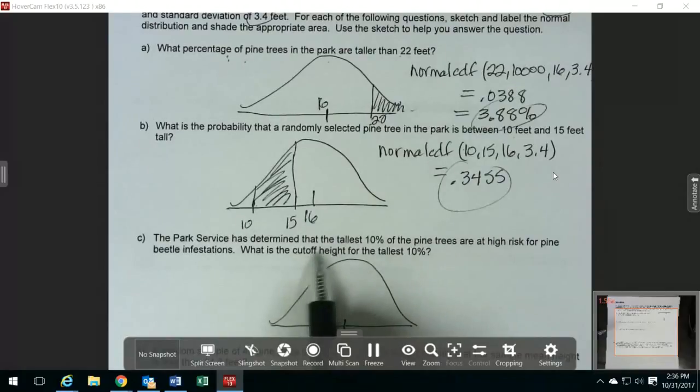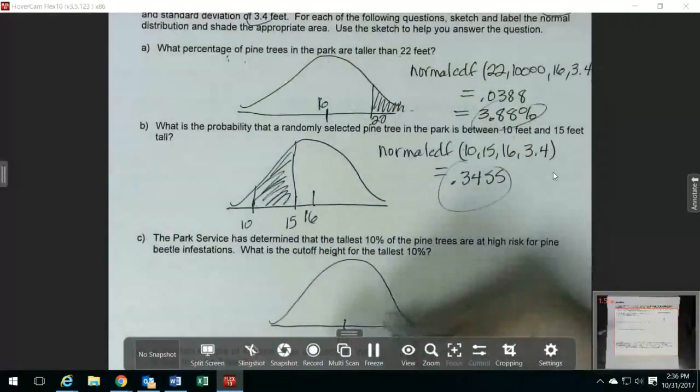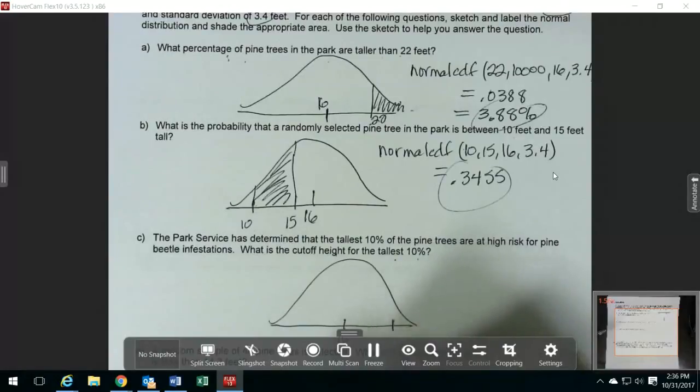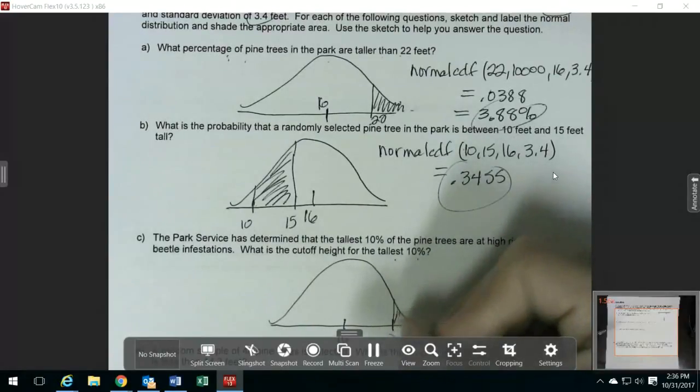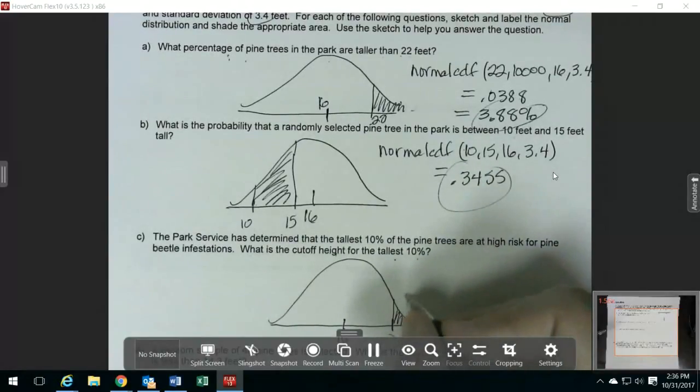And especially if it says something about the cutoff, that means that you're going to use inverse norm. So if I want the tallest 10%, that means they're going to be over here. So I want to know what this height would have to be so that this area over here is 10%, or 0.10.